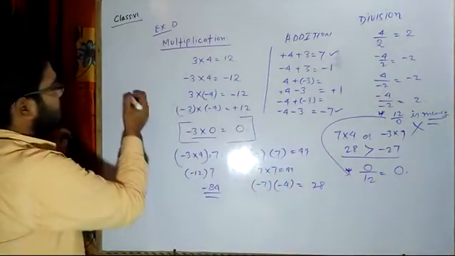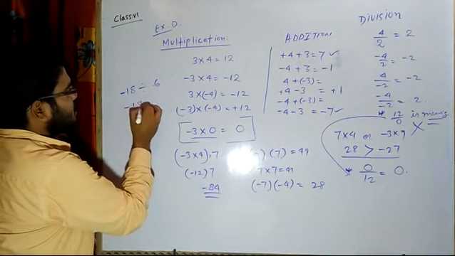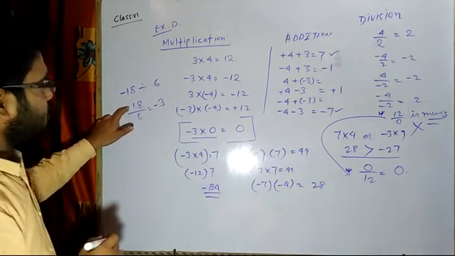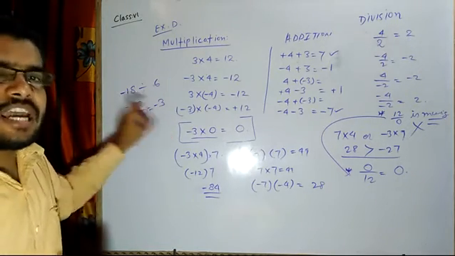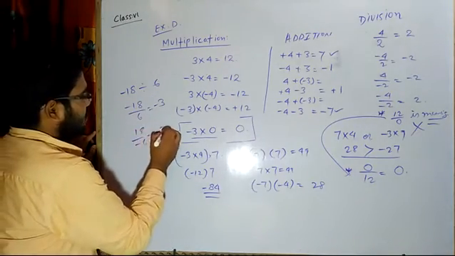If you have minus 18 divided by 6, the answer will be minus 3. Because here we are having minus, here we are having positive, so the answer will be negative only. If I have 18 by minus 6, then it will be minus 3.